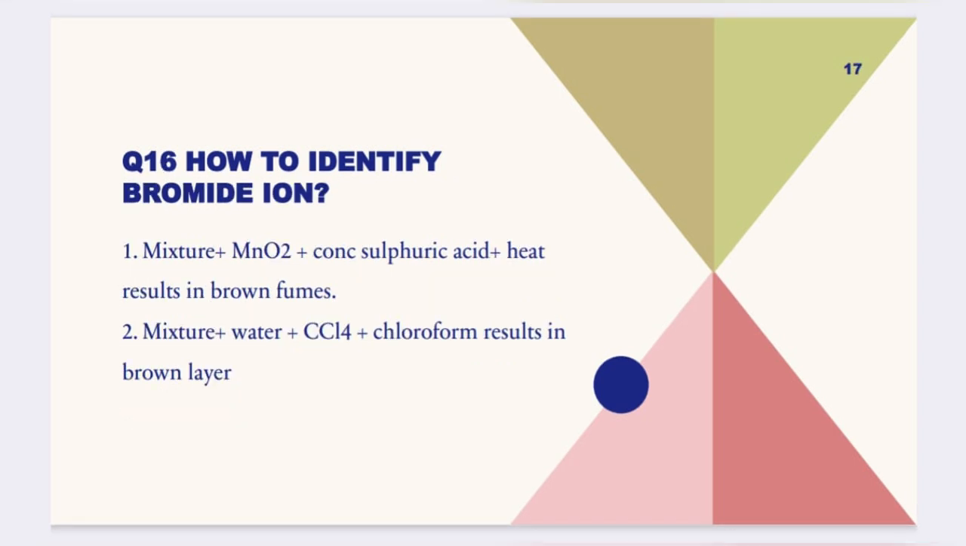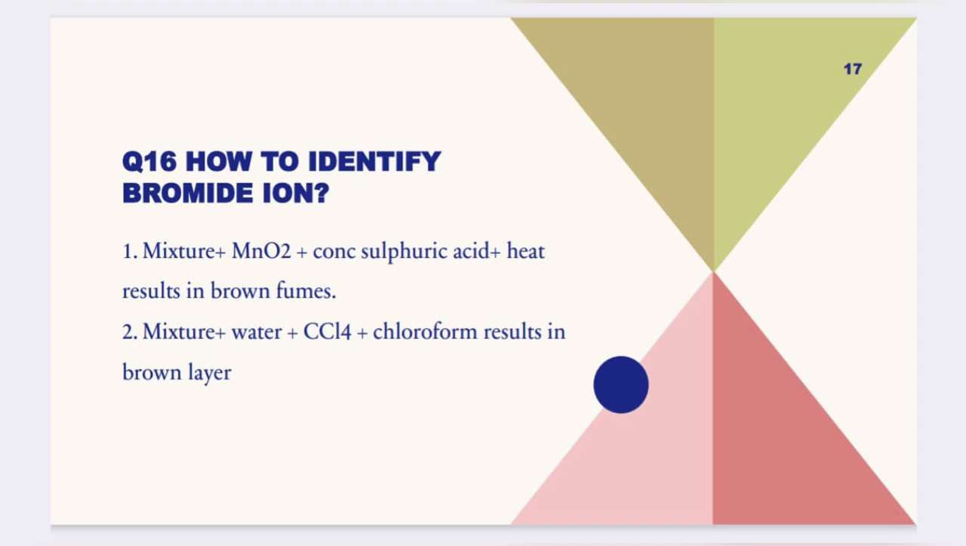Question number 16. How to identify bromide ion, Br minus? There are two methods, my dear friends. The mixture is treated with manganese dioxide, MnO2, a grayish black colored solid powder, and with concentrated sulfuric acid and heated, resulting in the formation of brown fumes. The second method is to take the mixture, add water to it, and add carbon tetrachloride or chloroform. It results in the formation of a brown layer. That also is an indication of a bromide ion.